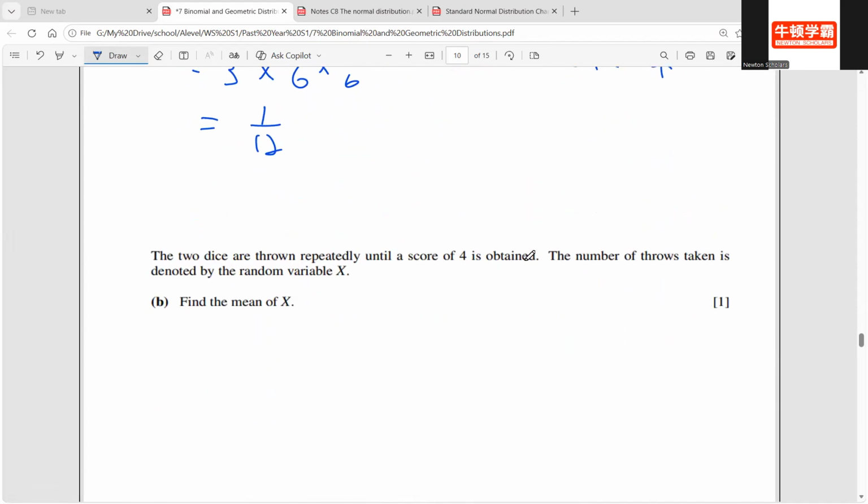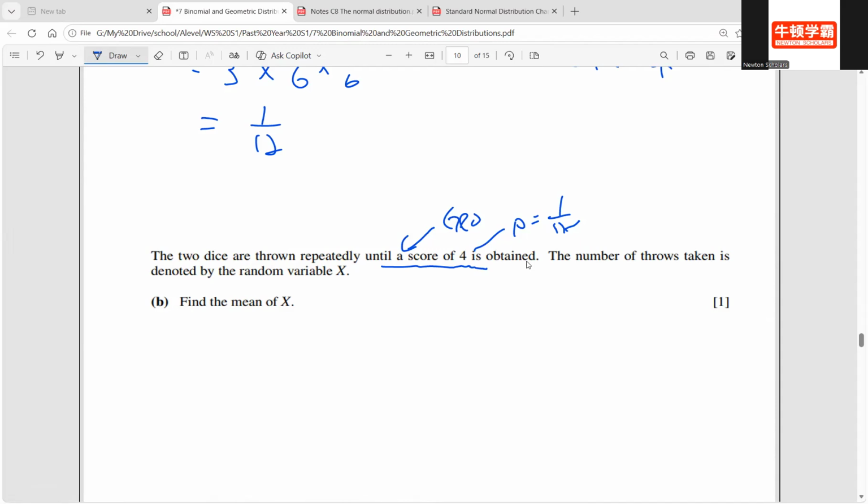The next one. He said the 2 dice are thrown repeatedly until a score of 4. Until, so automatically I know this one is geometric. The P will be 1/12, which you get from your answer in A. Usually the question will provide the information from A, and then the probability, because he never provides you the probability directly. So you use this probability for B and C, as long as he says the score of 4, same case.